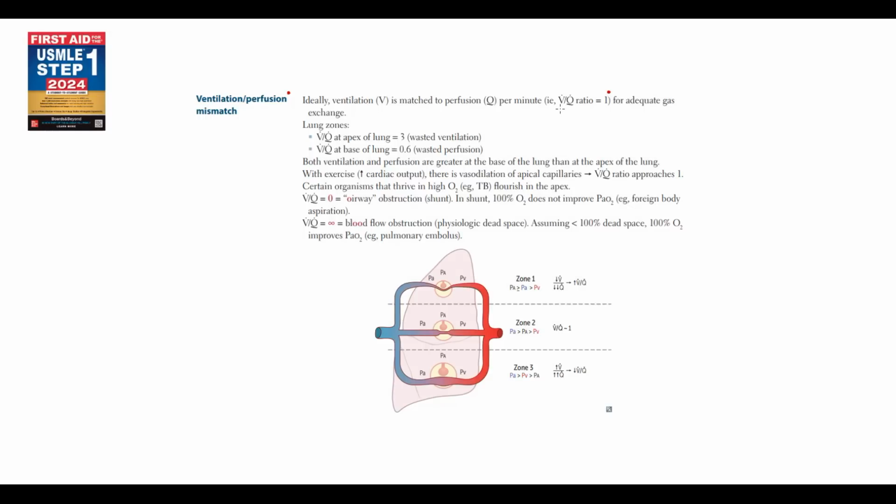This means that for every unit of air that reaches the alveoli, there should be a corresponding unit of blood, and this permits us to exchange gases effectively. Different lung zones have different VQ ratios, and for exams we have to know why.